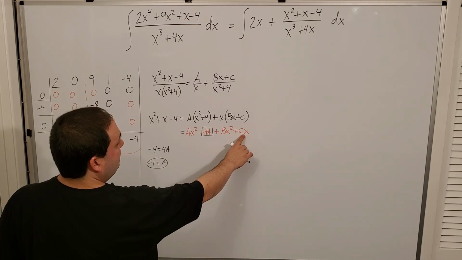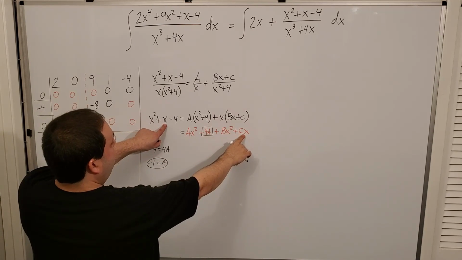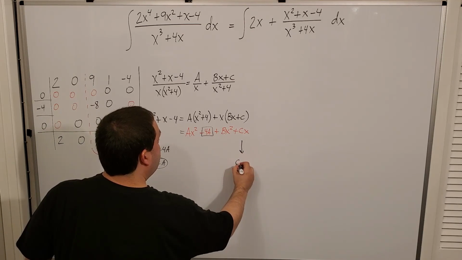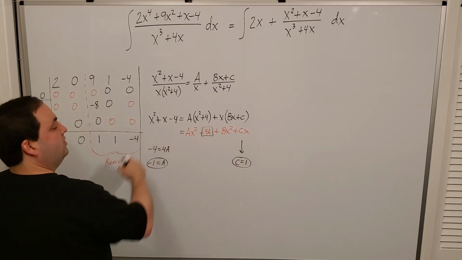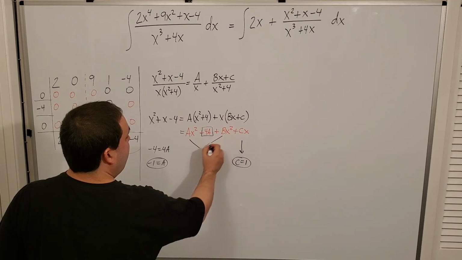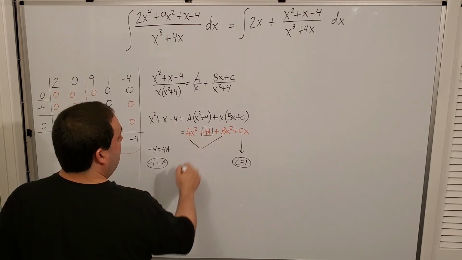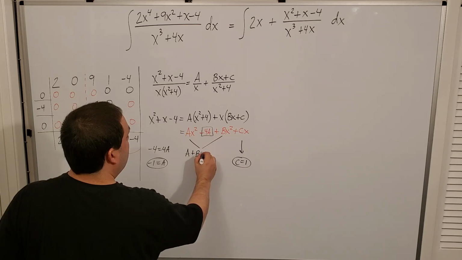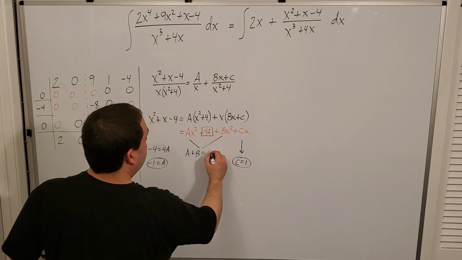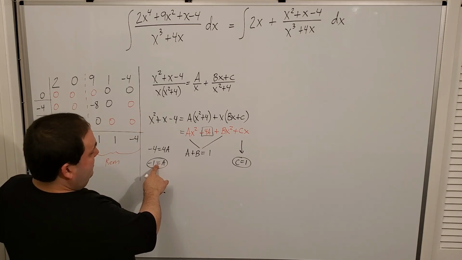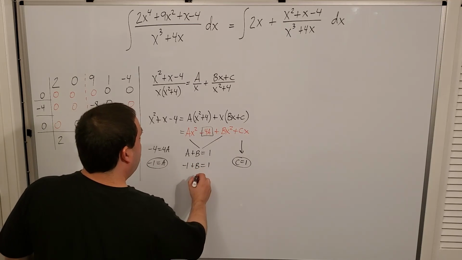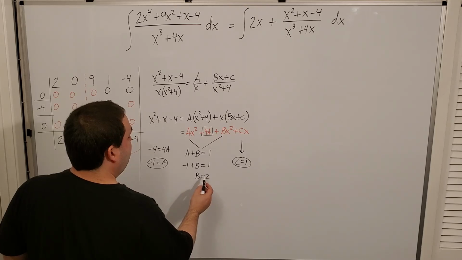Next, go with the Cx. That has to be equal to x. So immediately, C is equal to 1 because it's the only x on both sides there. Now lastly, these two put together are both my squares. I have A plus B is equal to the only x squared over here, which is 1. But I already know what A is. So negative 1 plus B equals 1. Therefore, B is 2.